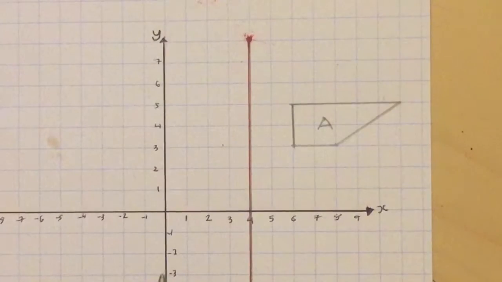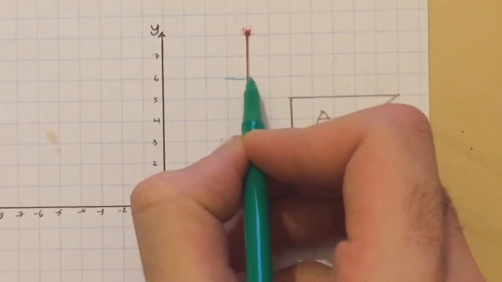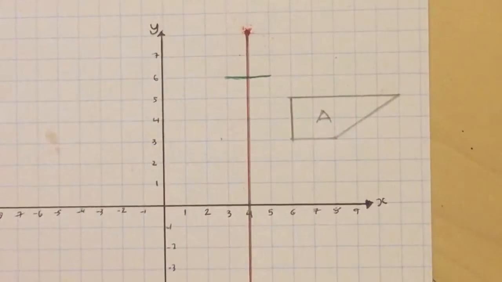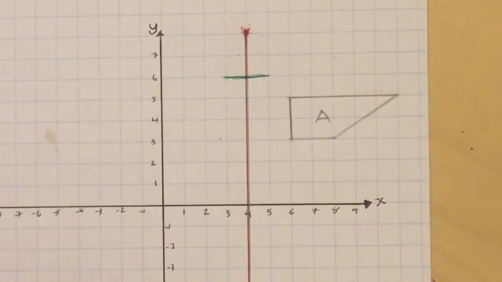The next thing you would do when you have a question like this, you would add an extra line. Now, it doesn't have to be perfect. You don't have to draw with a ruler, but all you have to do is draw a line that goes across the mirror line. And this is going to help you, and you'll see why next.